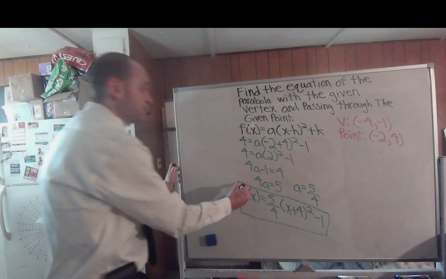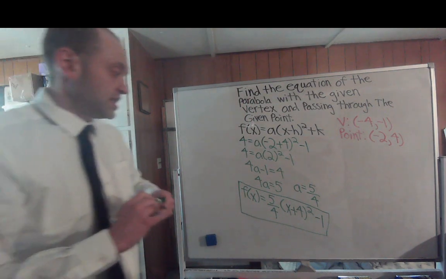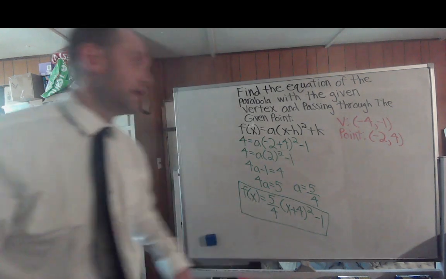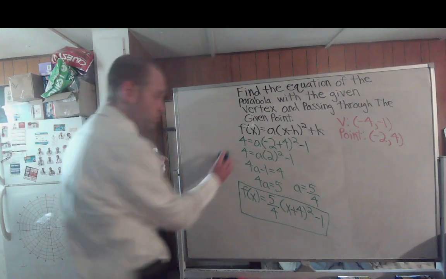So you should get for this parabola that f of x equals 5/4 times the quantity of x plus 4 squared minus 1. I got 2 more, and then we're done.